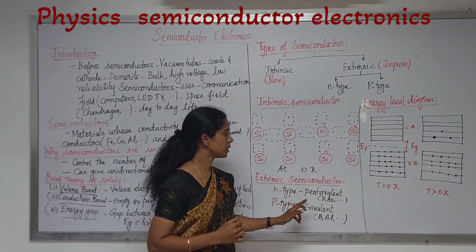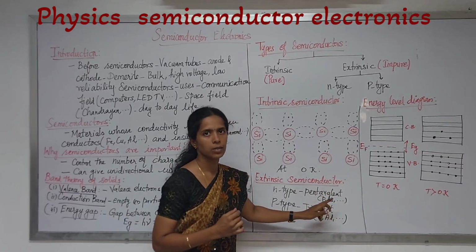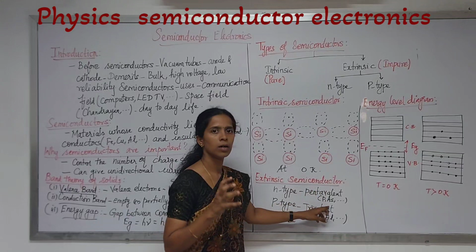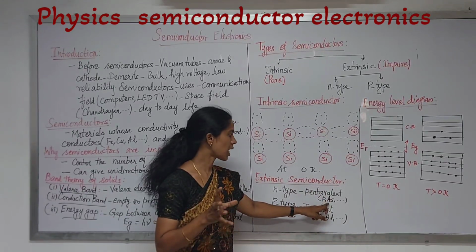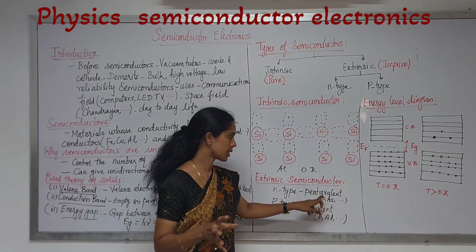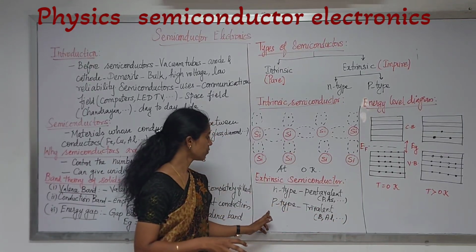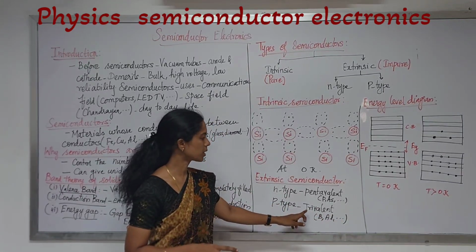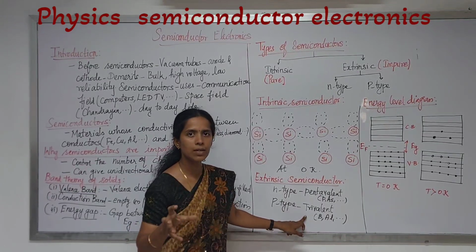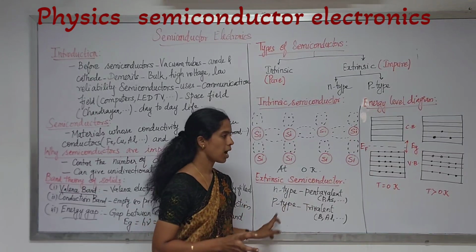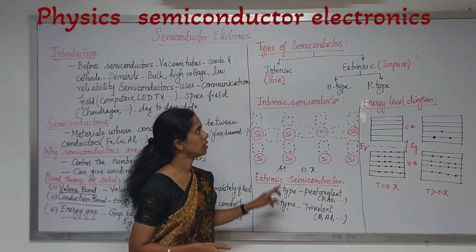N type depends upon the pentavalent. Penta means 5, so materials having 5 valence electrons, like phosphorus and arsenic, are added. Whereas if we take P type, it is trivalent, which has 3 valence electrons. Materials having a valence of 3 are added, which is called a P type material.